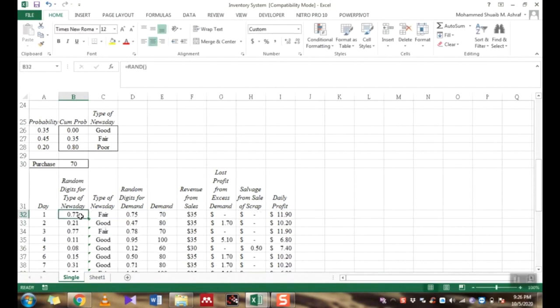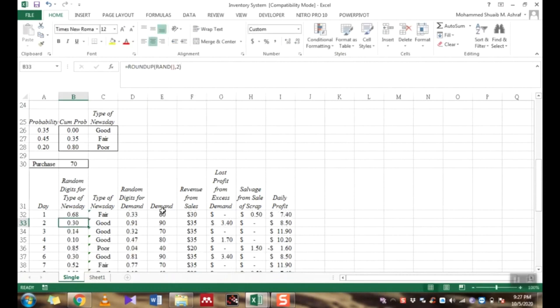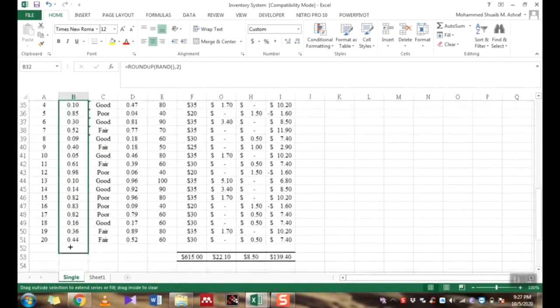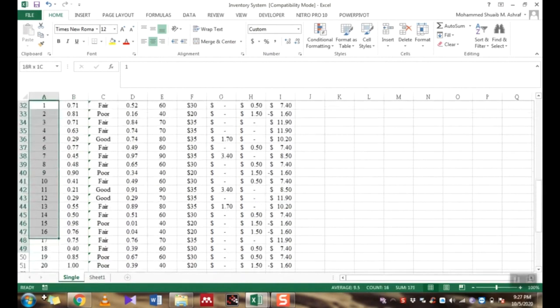Okay. Or we can see. Okay, the rand function we also don't need to. If you like, you can apply round up also. Rand, round up, and then comma 2, and then drag. Apply this to 20 cells. So 20 random values are generated for these 20 days.